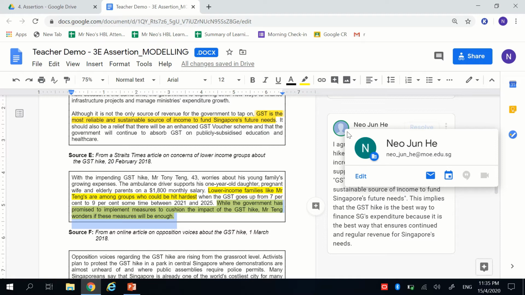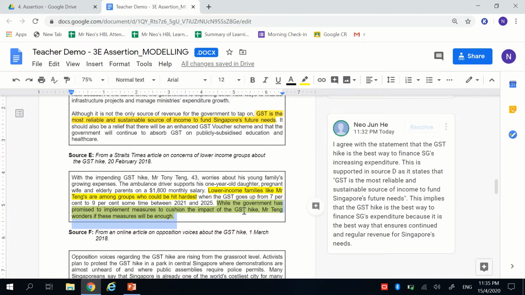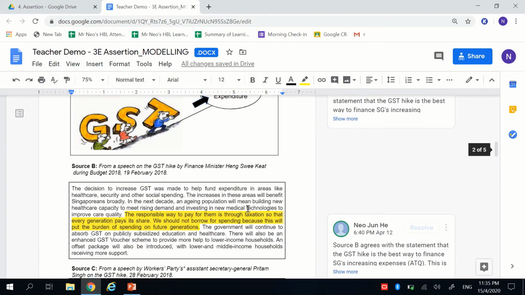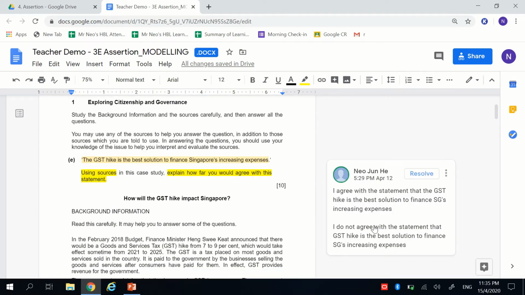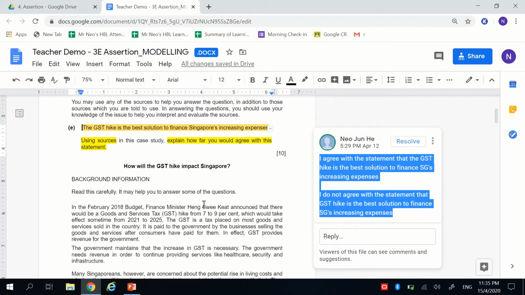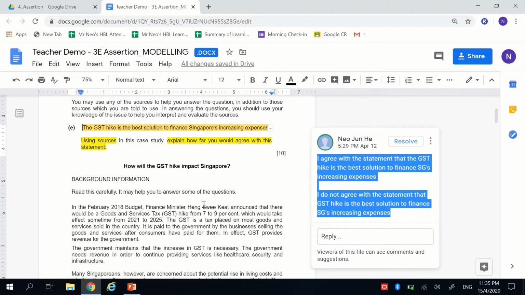This is a bit indirect. Let us try to link this back to the initial statement. Do you think the GST hike is the best way to finance Singapore's expenses? This source is telling me that if there is a hike, people of the low income group will suffer. Given that description, do you think that this GST hike is still the best solution to do so?